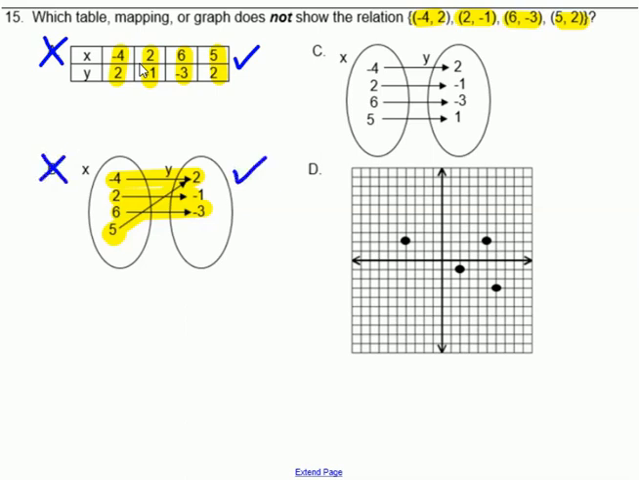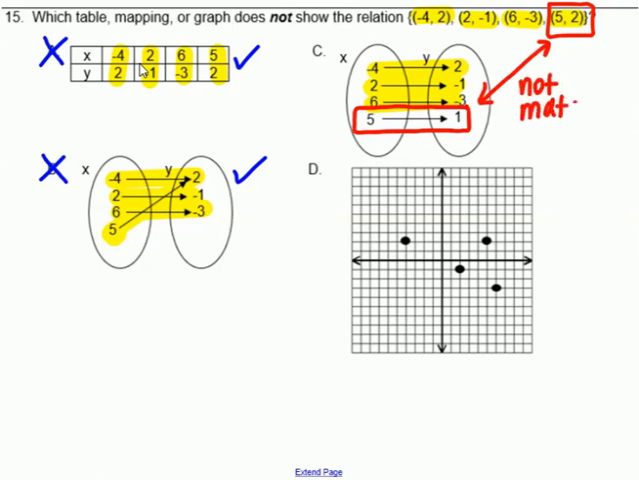Okay, so answer C. Let's start over once again. Negative 4, 2, that looks good. 2, negative 1, 6, negative 3. But look at that, 5, 2, and in answer C, it's 5, 1. That does not match. So that means answer C is not the same.